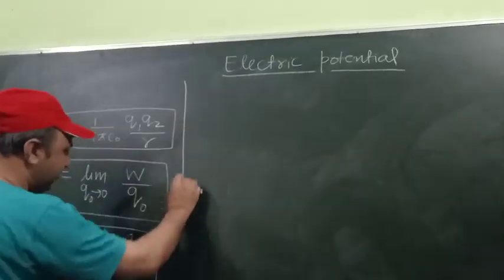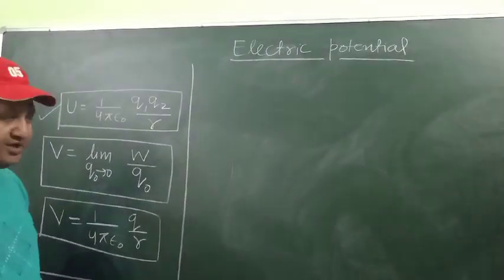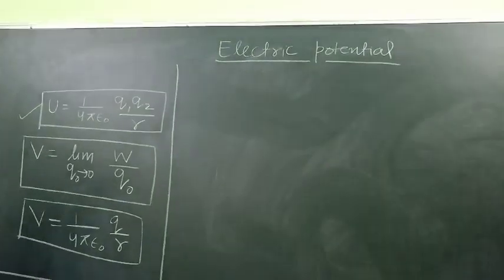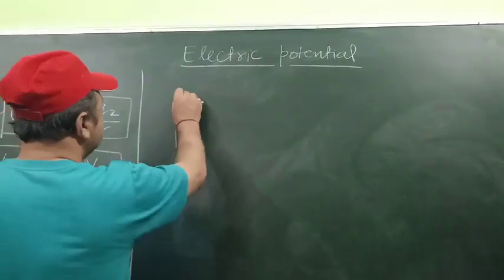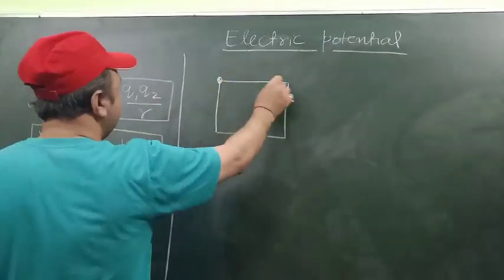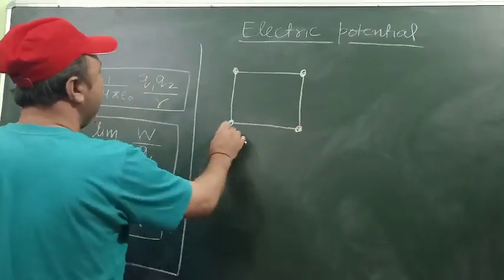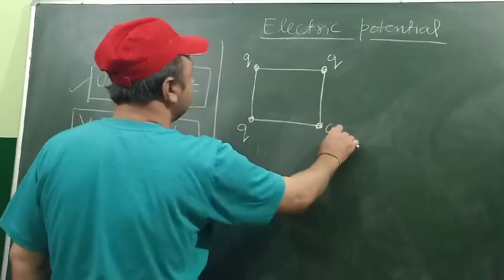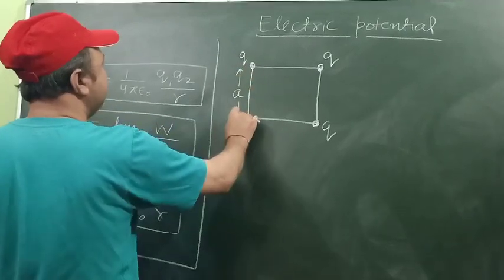So today I will first take up a few problems on these concepts. In the earlier video I have already taken up some. So to begin with, let me take this problem, quite an interesting one. Suppose I have a square, and on each vertex of it I have a charge q, and the side of the square is a.